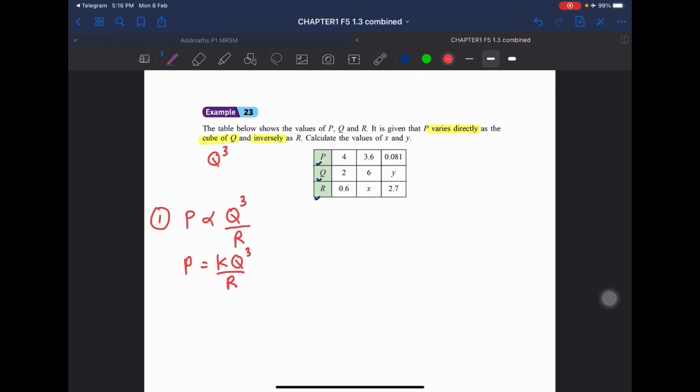Next step, you need to find the value of this k first. From this table, try to find which column has all the values of P, Q and R. So it is the first column over here. Substitute those values into your equation. So P equals 4, k, Q is 2 cube over R is 0.6.